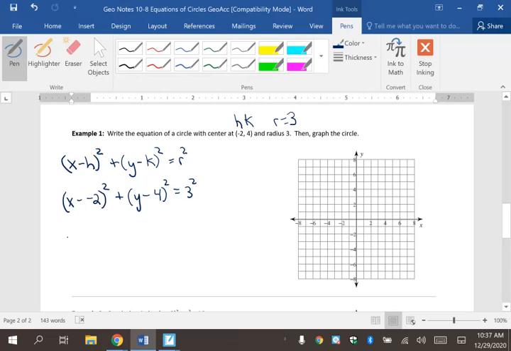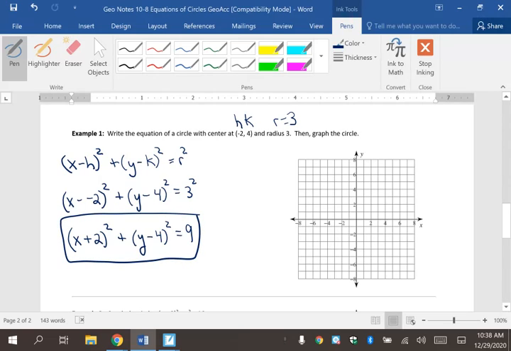Let's simplify our answer. Minus and negative is plus. So (x + 2)² + (y - 4)² = 9. That is our answer. We are also asked to graph the circle.